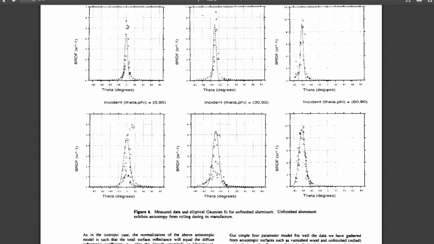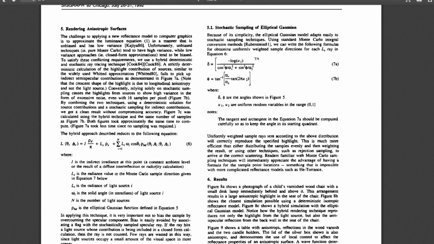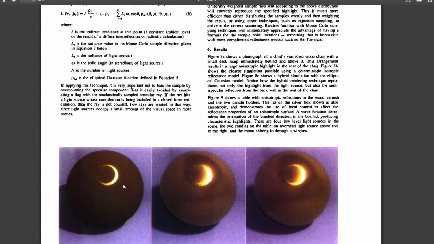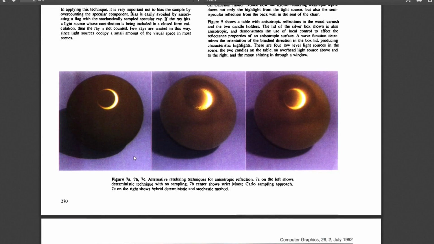Okay, now that we have the model, we need to render it. So the rendering is what they call a hybrid approach, and it's a blend between a deterministic and a stochastic approach. The deterministic one is what we're used to. So the best way I can explain the difference between these is with this image. The left image is the deterministic approach. The middle image is the stochastic approach. The right image is a blending of the two together.